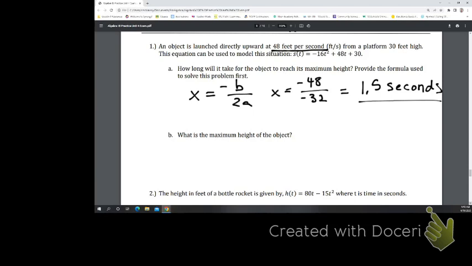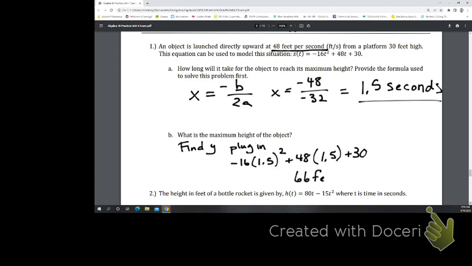And then what is the maximum height? Now we need to find the y, or the h, or in this case they called it s, but same thing. So now we need to plug it in. I'm using whatever I got for my first answer: negative 16 times 1.5 squared plus 48 times 1.5 plus 30, and 66 feet is what we should come up with.